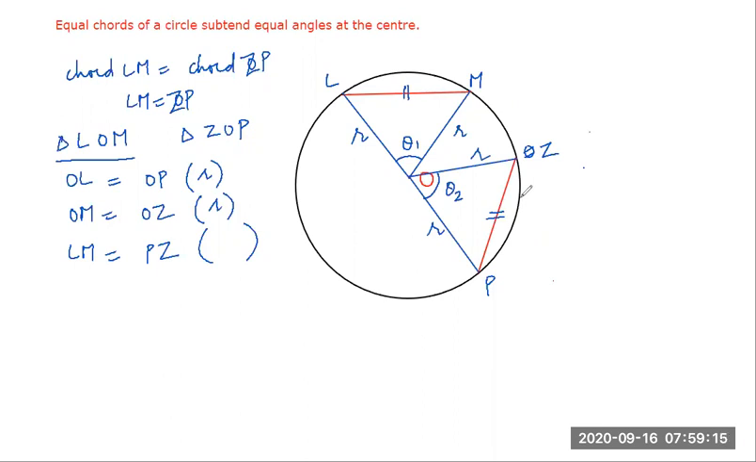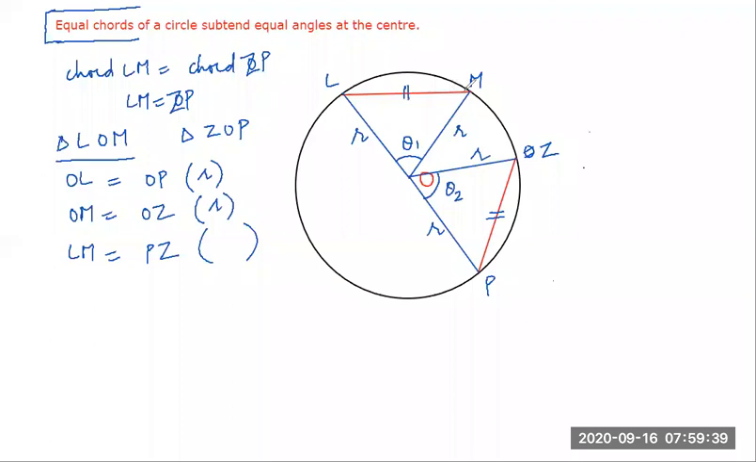Because they are chords at the opposite side? No, not because they are chords at opposite side, but because it is given that the chords are equal. We need to prove that equal chords of a circle subtend equal angles at the center.